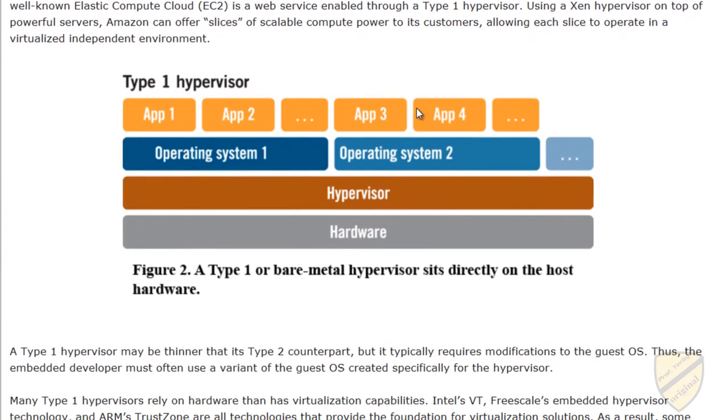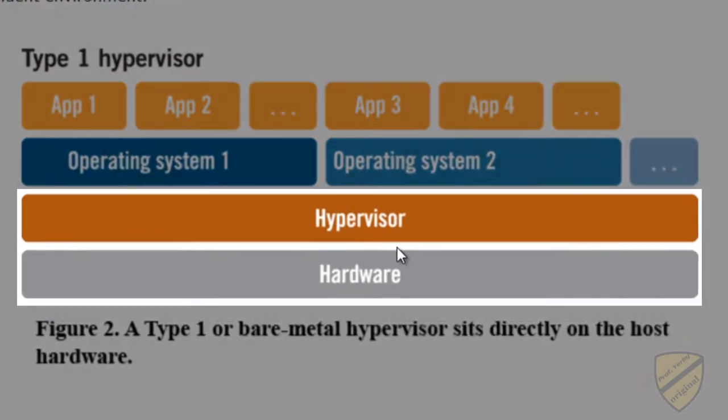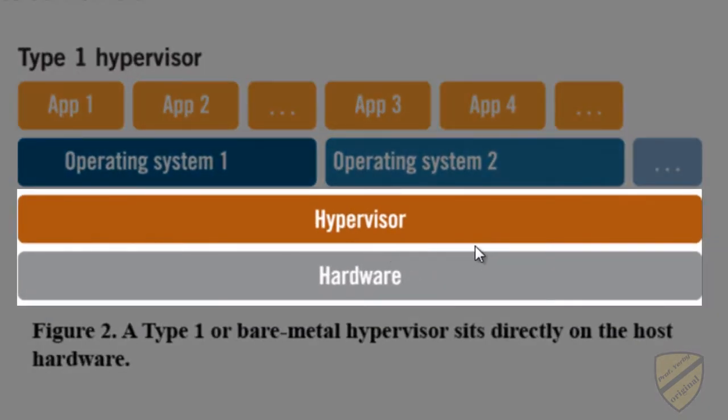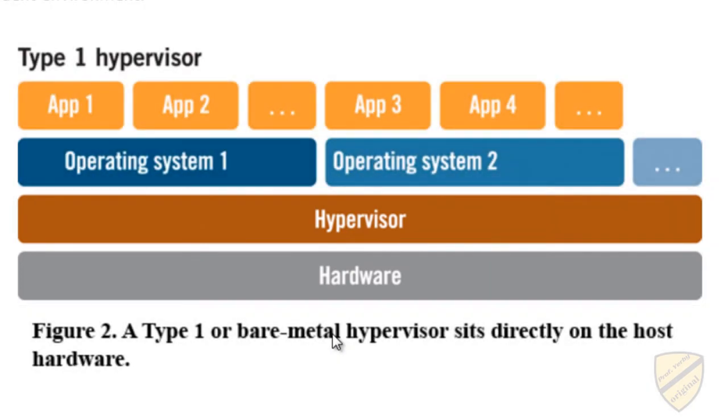So a Type 1 hypervisor, you see that we don't have that extra layer of a host operating system. There is no host operating system. This is Type 1, or it's called bare metal. It's called bare metal because the hypervisor sits directly on the host hardware.